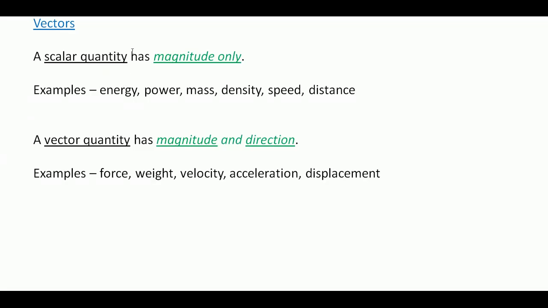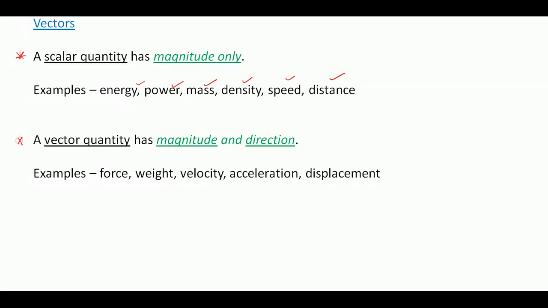Okay, so the first thing we need to know is what is a scalar quantity. A scalar quantity has magnitude only, and examples of scalar quantities are energy, power, mass, density, speed, and distance. So these are all scalar quantities.